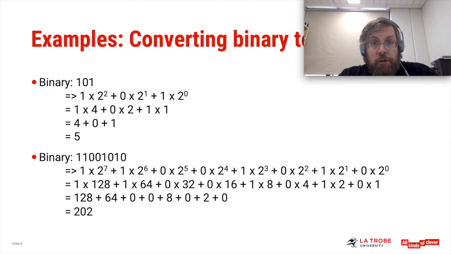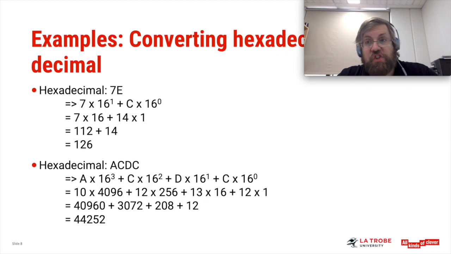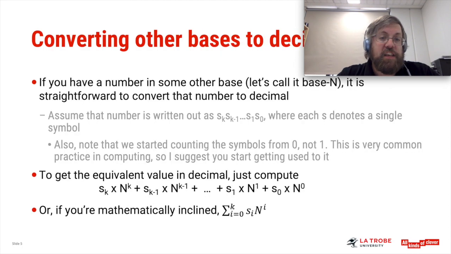Okay? So converting from anything else to decimal is pretty easy. It's always going to be this formula. Whatever your base is, whether it's base 2, base 8, base 16, base 43, base 97, you can use exactly the same formula.